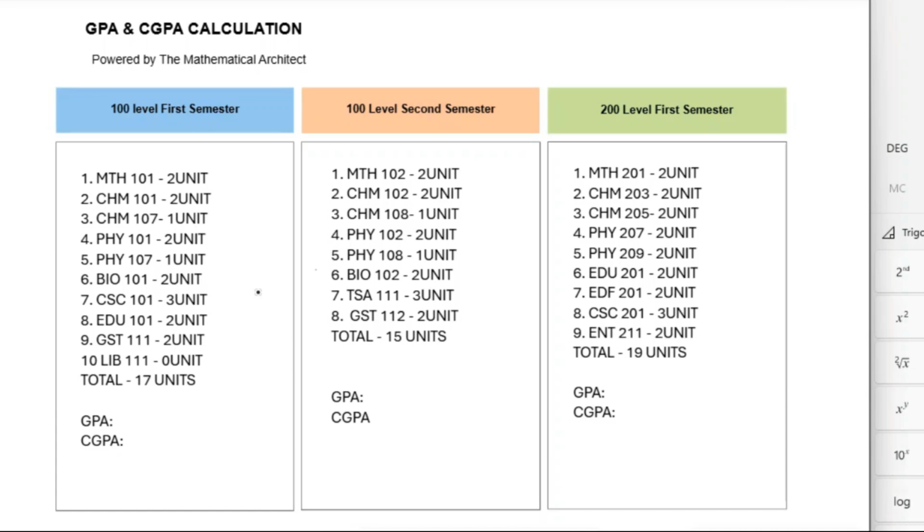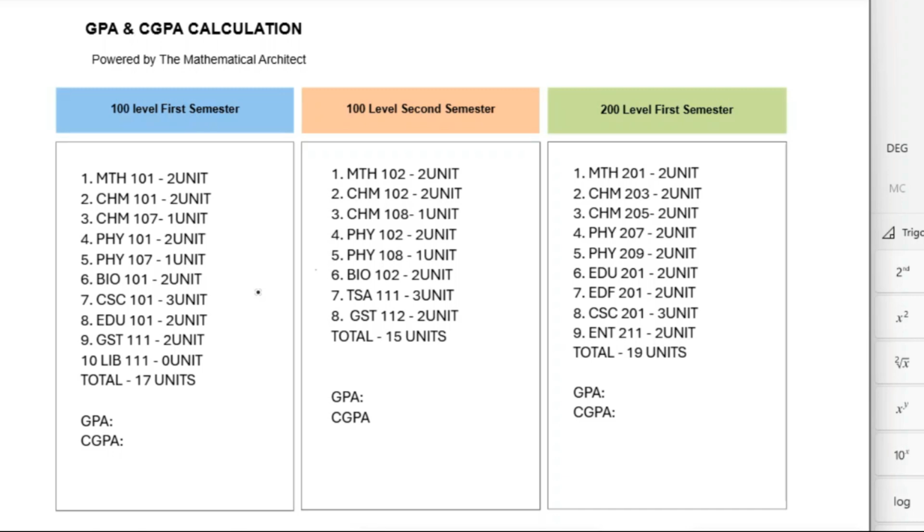Hello everyone, you're welcome to this tutorial, and in this tutorial I'm going to teach you how you can calculate your GPA and also your CGPA. So basically I've subjected it to 3 semesters. We have 100 level first semester here, 100 level second semester, 200 level first semester. But once you get the logic, you'll be able to do the repetitions for subsequent semesters.